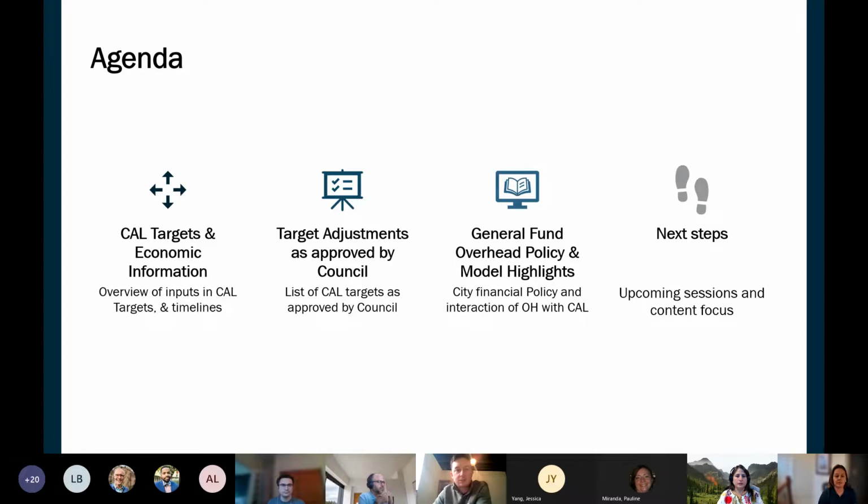We're going to walk through Cal targets and a little bit of an economic update, and then talk about the target adjustments just approved, and then talk about general fund overhead, which is everyone's favorite topic.